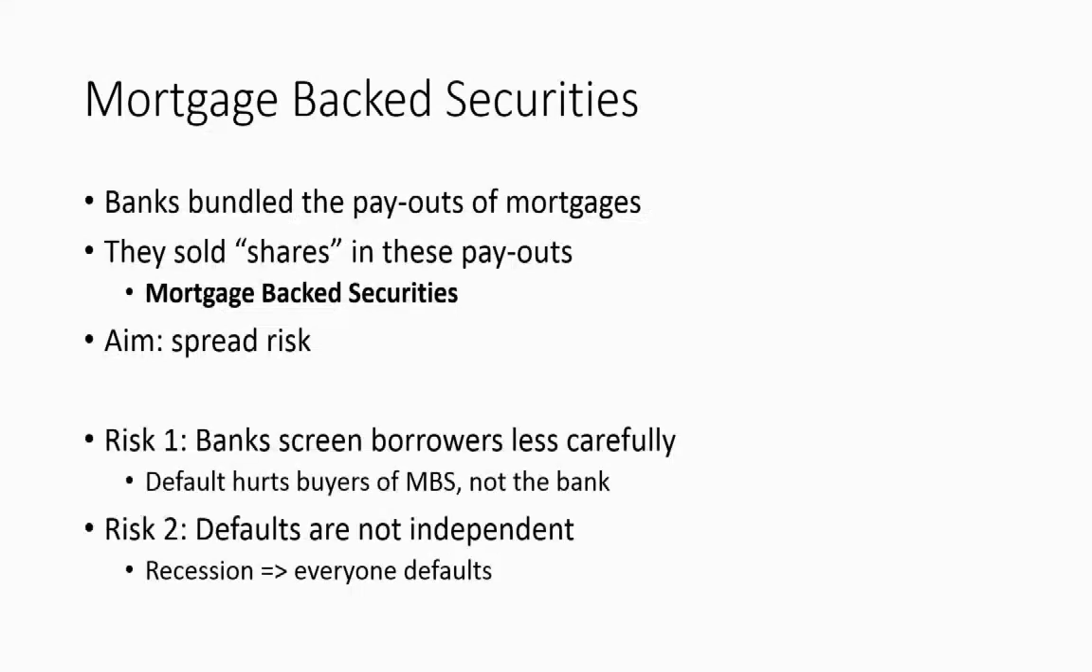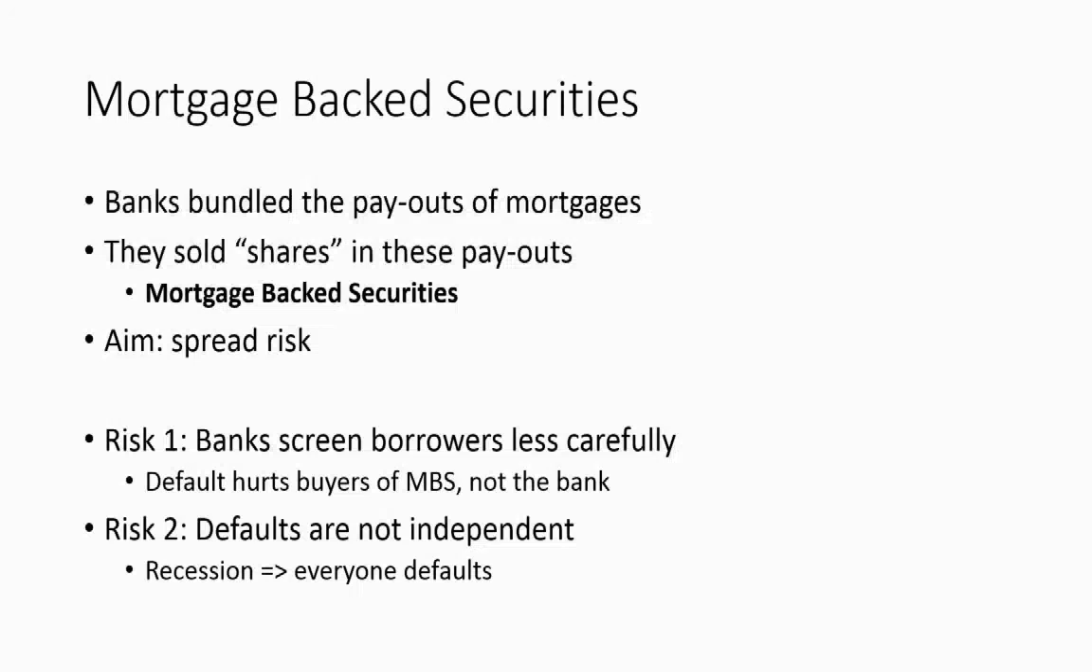So there are potential problems with this, however. One of them is that banks will not screen borrowers as carefully if they can turn around and sell those mortgages to other people, right? Because they're no longer on the hook. They don't have any skin in the game for those mortgages, and so they're not as worried about making sure the mortgages are good. They don't check that these borrowers are necessarily trustworthy.